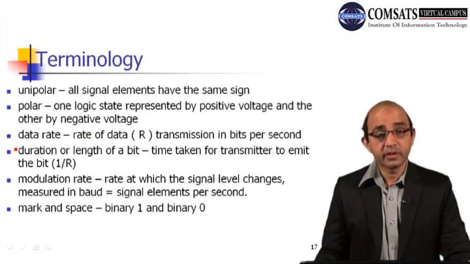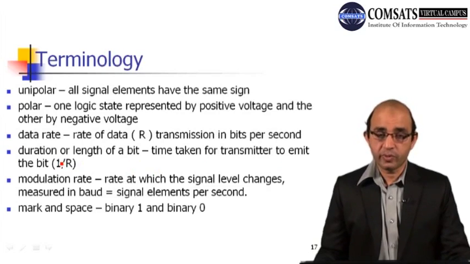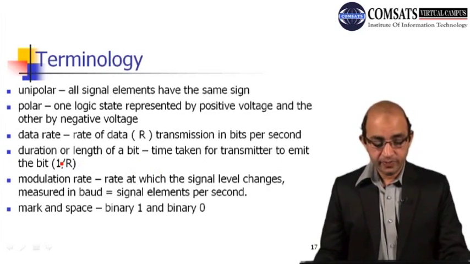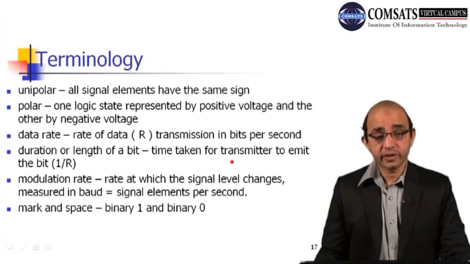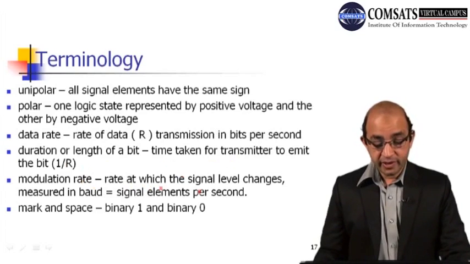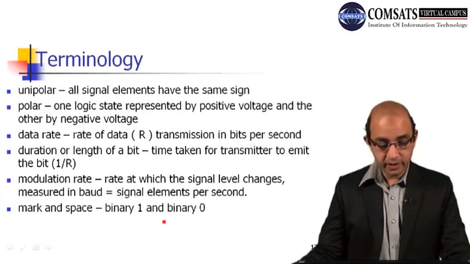This is a very important term. Data rate is the transmission in bits per second, and the duration or length of a bit is the time taken for the transmitter to emit one bit. So when we talk about data transmission, each bit has an amount of time. Modulation rate is the rate at which the signal level changes, and it's measured in baud. Mark and space: binary 1 is mark and space is binary 0.